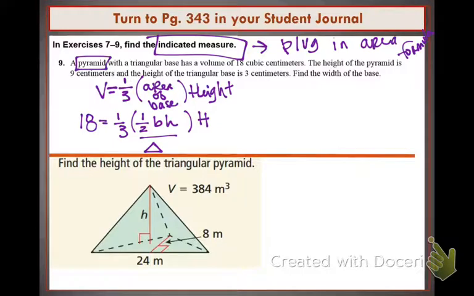All right, so I'm going to keep reading. The height of the pyramid is 9 centimeters. So which H does it represent? The height of the triangle or the height of the whole thing? The height of the whole thing. So this out here is going to be a 9. The height of the triangular base is 3 centimeters. So that goes right here.